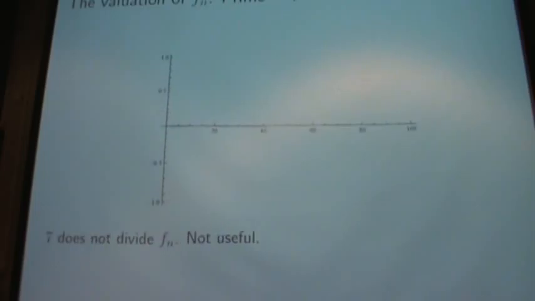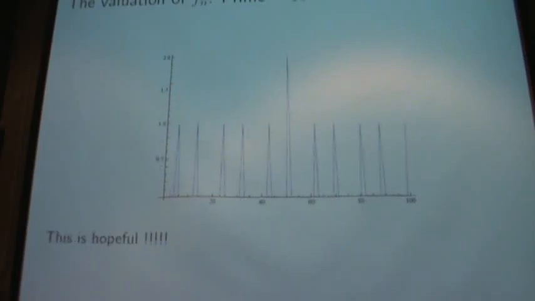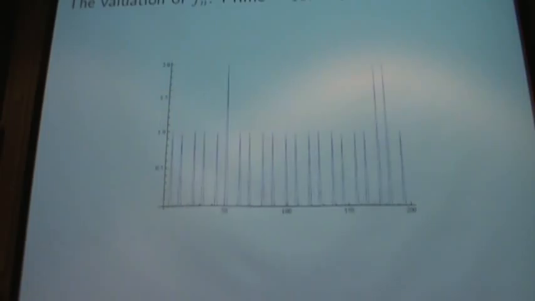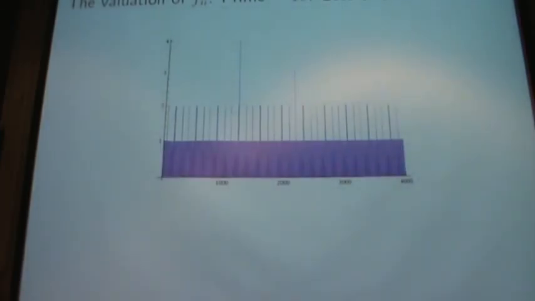7 doesn't help because it doesn't divide. 11 doesn't divide. 13, again, too much fine structure. 19, that's the one I want. So 19 is the prime that works. This is hopeful. More data. That's what it looks like. So this is starting to look like pictures that I can understand. There are the spikes here, 2 spikes repeat, then there's a bigger spike and so on. So this gives me hope. There's the next one.